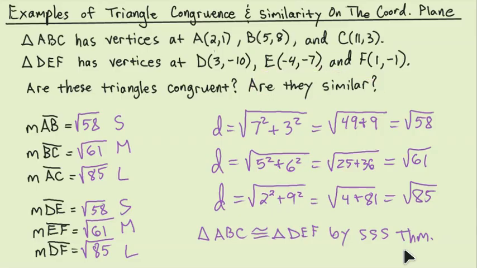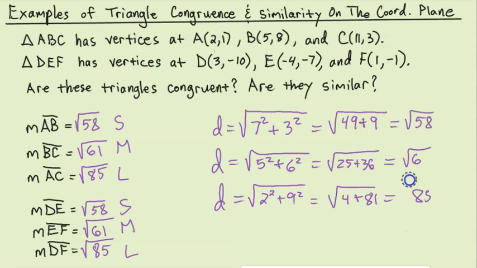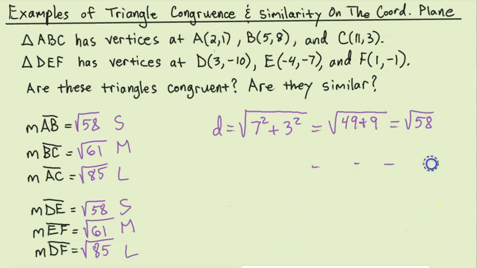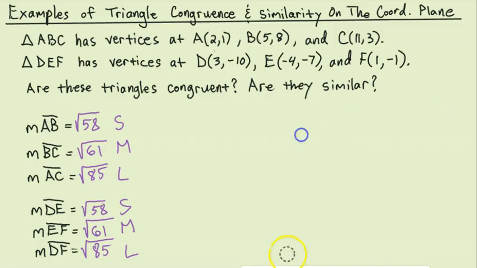Well, the answer is yes. If 2 triangles are congruent, they are automatically similar. So the answer to this is yes. But I want to show you why, just in case you're wondering, why are congruent triangles always similar? Okay? And it's going to be a really easy thing to show you.